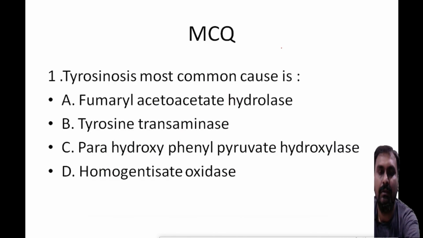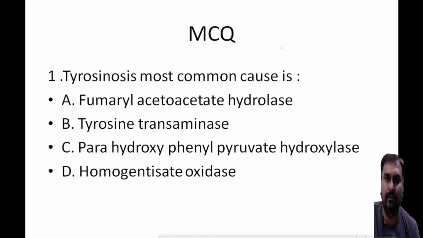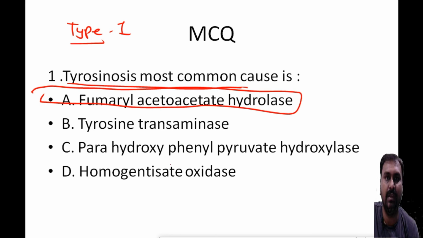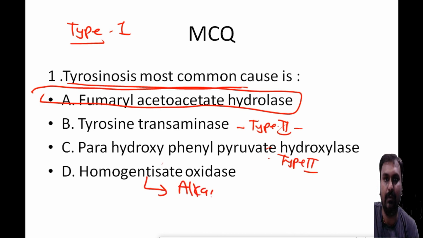Okay. This is all about today's lecture. Now we will see a couple of MCQs. The most common cause of tyrosinemia is type 1, hereditary tyrosinemia type 1. So this is your answer: fumarylacetoacetate hydrolase enzyme is deficient. Tyrosine transaminase enzyme deficiency leads to type 2 tyrosinemia. PHPP hydroxylase enzyme deficiency leads to type 3 tyrosinemia. Homogentisate oxidase deficiency leads to alkaptonuria.